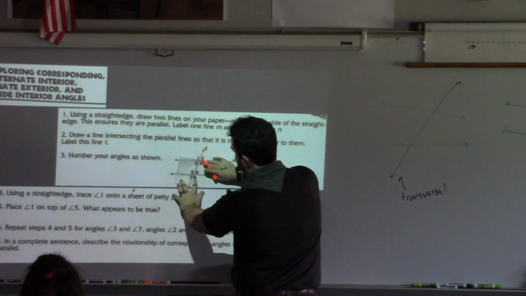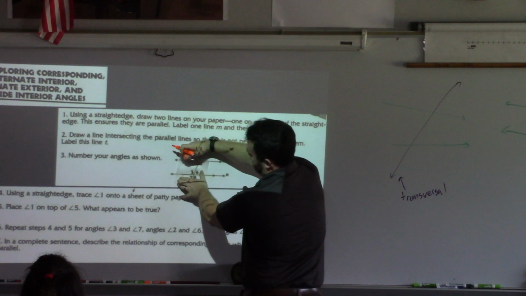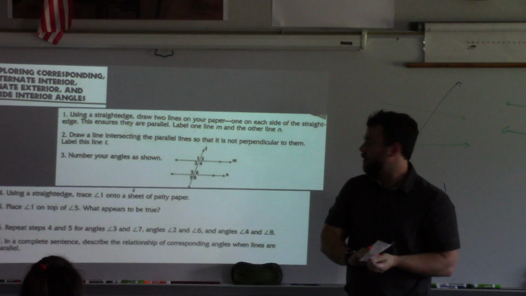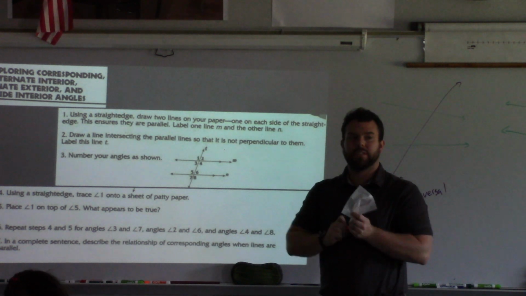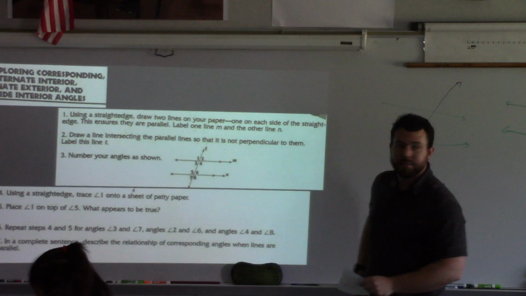Hey, look. Angles 1 and 5. What are they? Congruent. How do we know they're congruent? Because they both make the same angle. So they perfectly match, right? Yes. So we want to recognize.